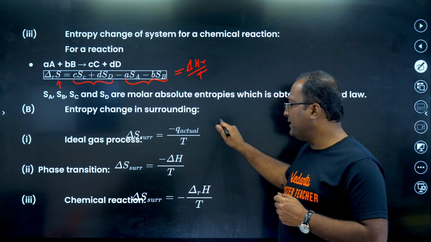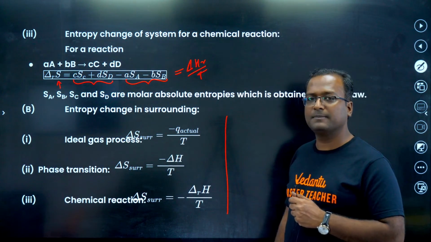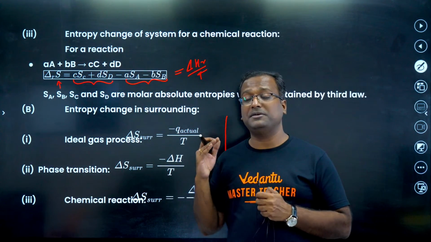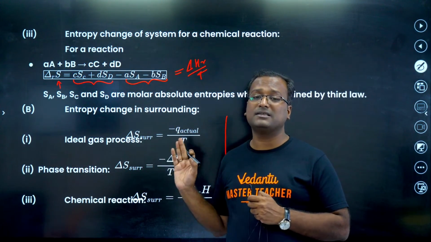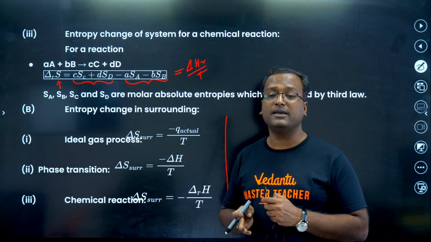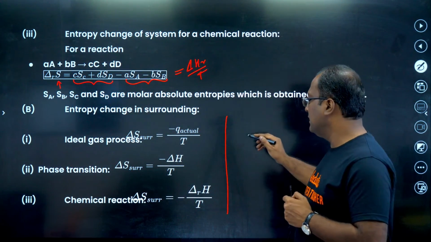Now, the important thing from the JEE Advanced point of view is del S surrounding calculations. Del S surrounding calculations are very important. They trip you in the exam based on this itself. The examiner very well knows that del S system you can calculate easily, but del S surrounding is where you get stuck.